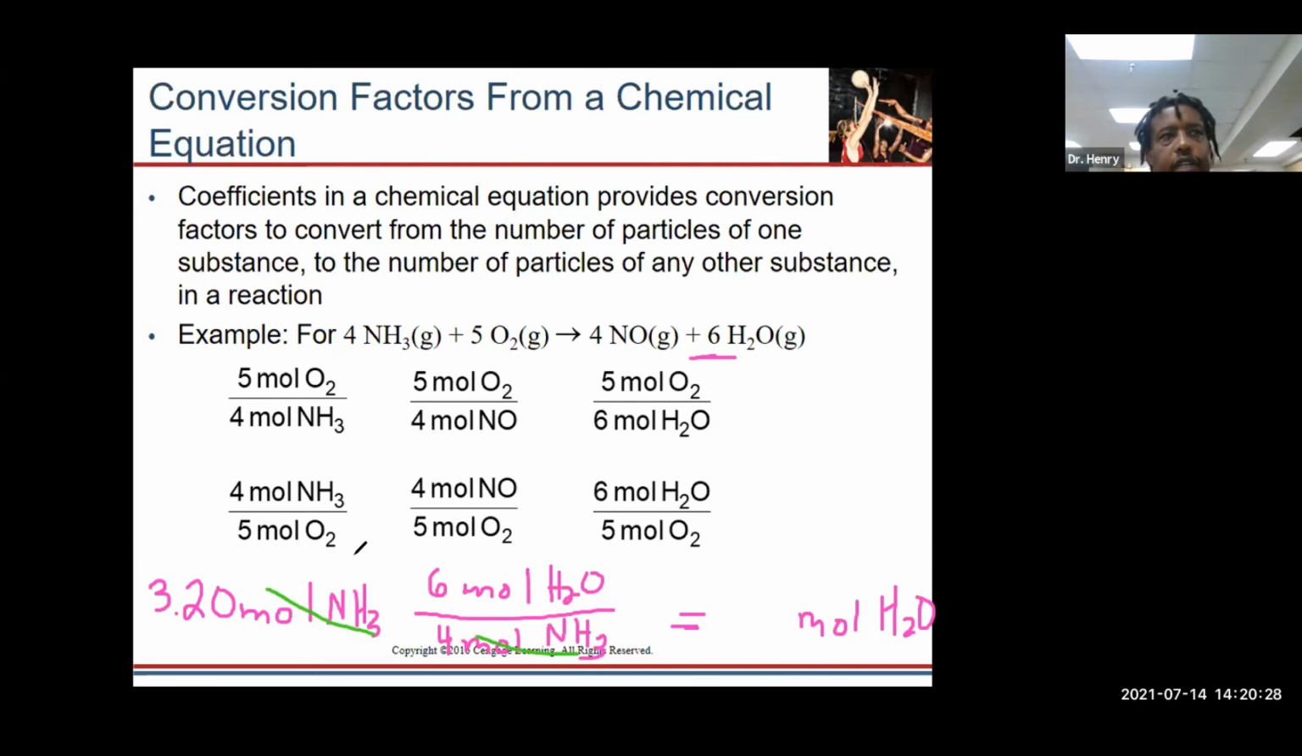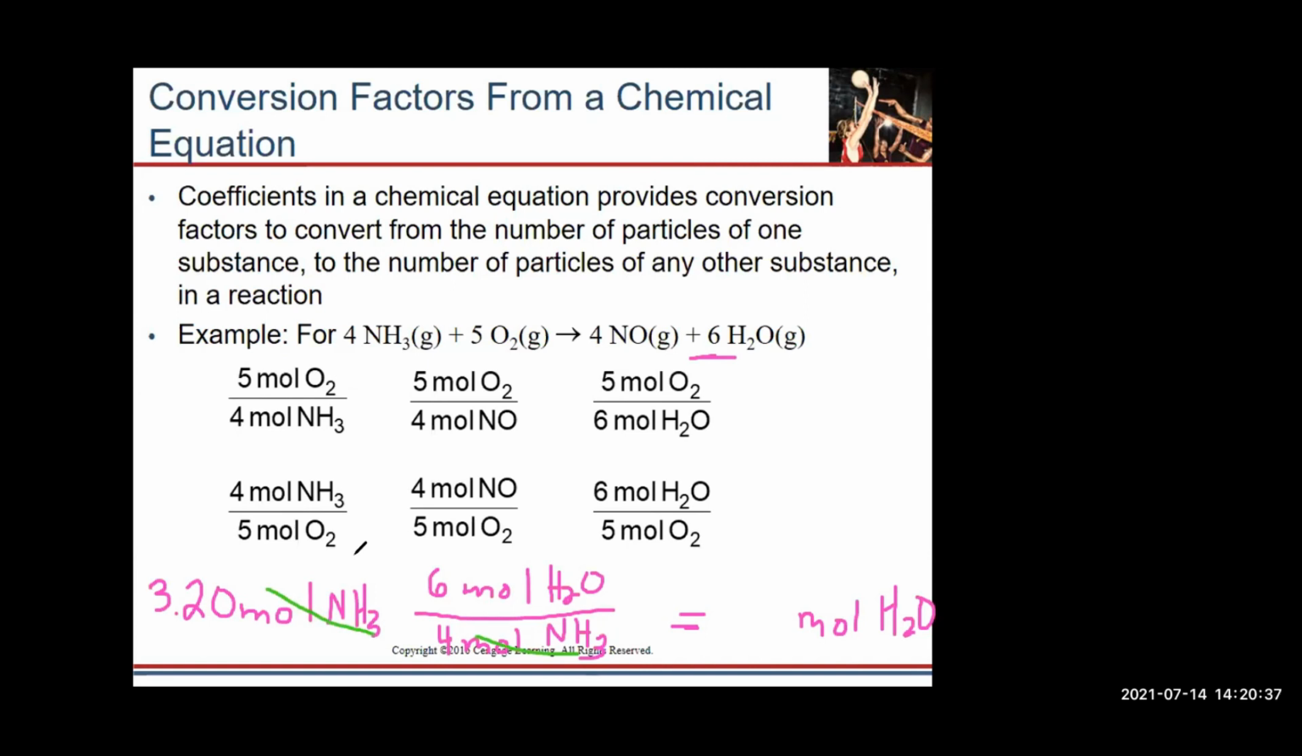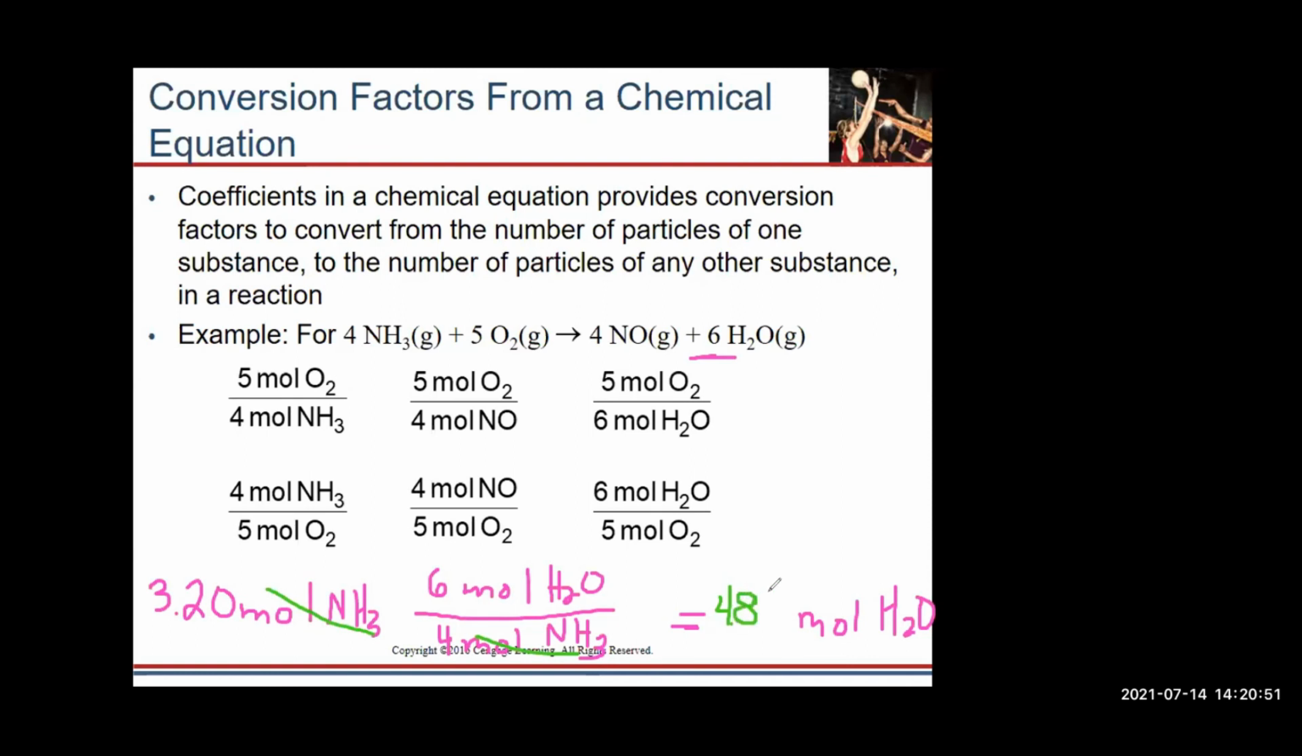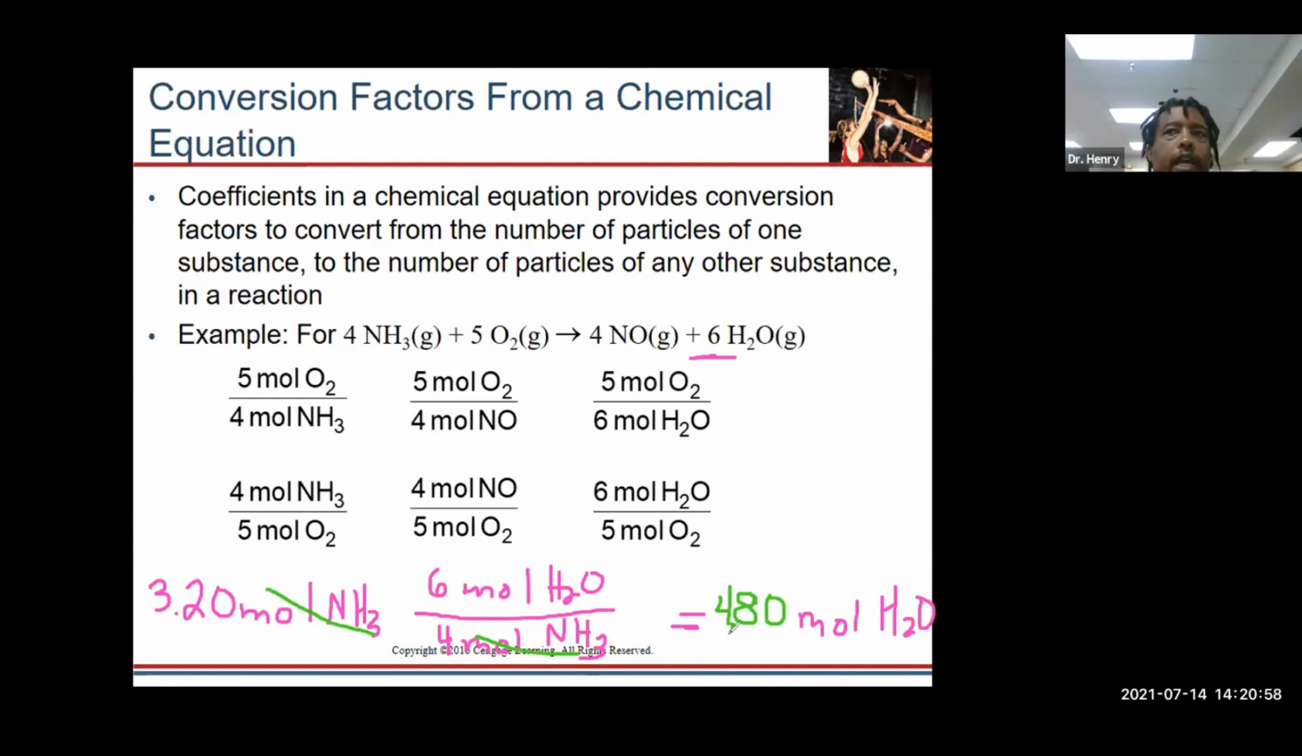If I do this, I should end up with what? 7.8. Okay. How many sig figs should I have? 3. That's right. Okay, so I end up with 4.8 moles of water. Simple.